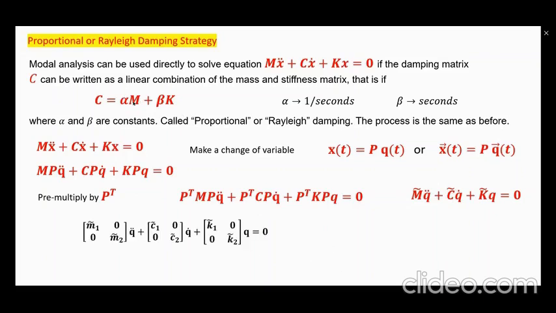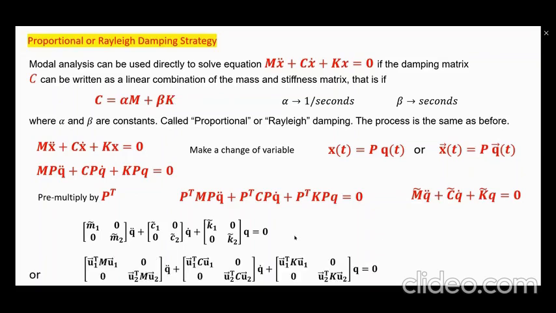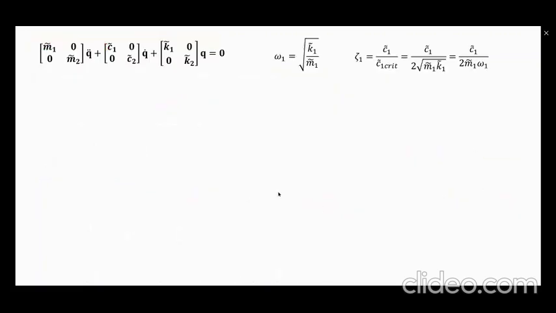You understand? We are multiplying C on the right by P and on the left by P transpose. If you multiply M on the right by P and on the left by P transpose, that becomes diagonal, and we call it M tilde. And if you multiply K by P on the right and P transpose on the left, it becomes diagonal, and we called it K tilde. Two independent, decoupled, second order equations where damping has been included.